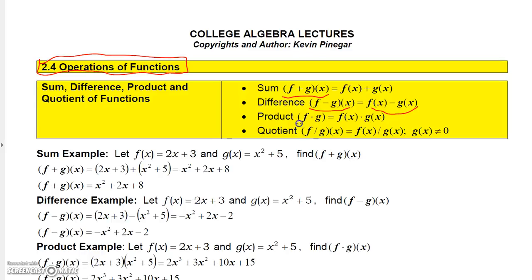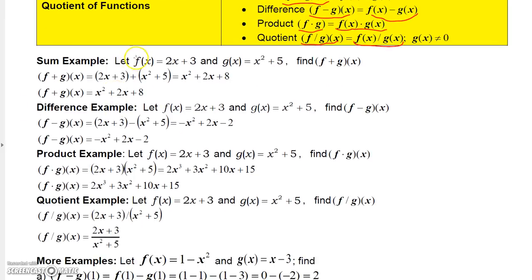We can talk about the product function, which is a function that represents the product of 2 functions. And we can talk about the quotient function, which is a function that represents the quotient of 2 functions, as long as the denominator is not equal to 0. So let's do the sum example here. Obviously, you've got to have a couple of functions to work with for me to show you this.